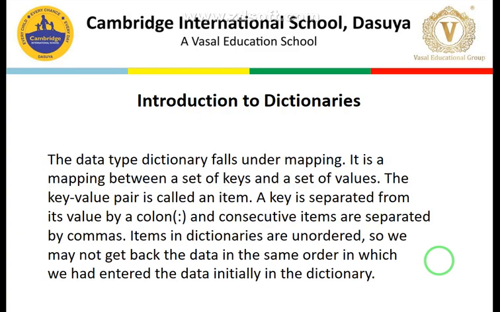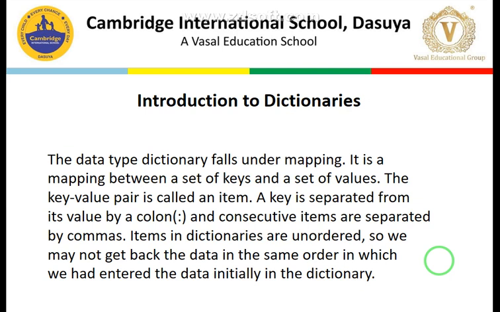So students, coming to today's topic, what is a dictionary basically. The data type dictionary falls under mapping, that you have seen in the earlier diagrams. It is the mapping between a set of keys and values. So here we basically have two sets of values. One is keys and another is called values. So that's why it is called a mapping between keys and values.